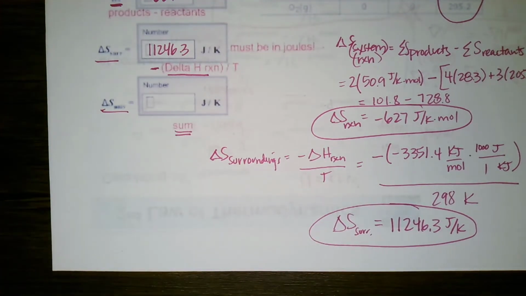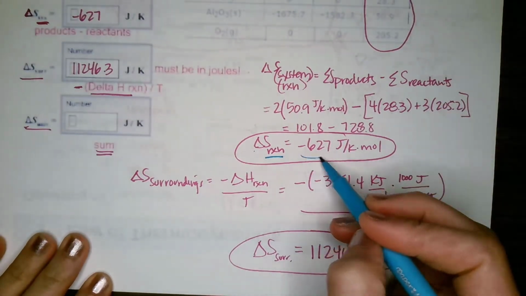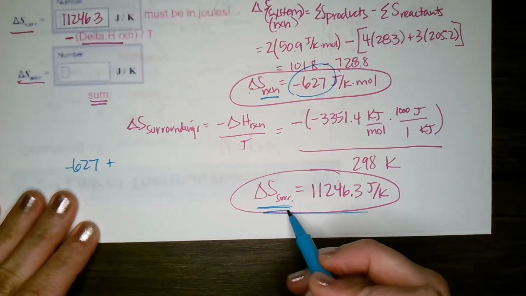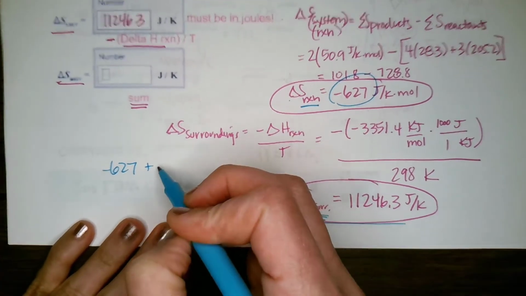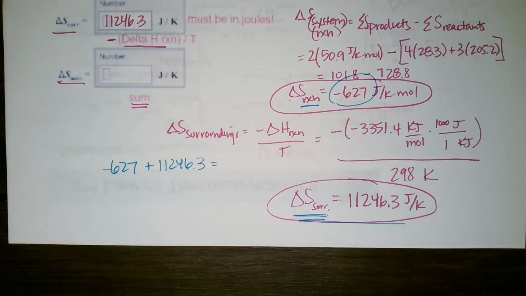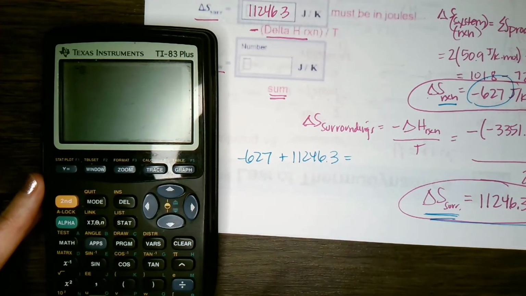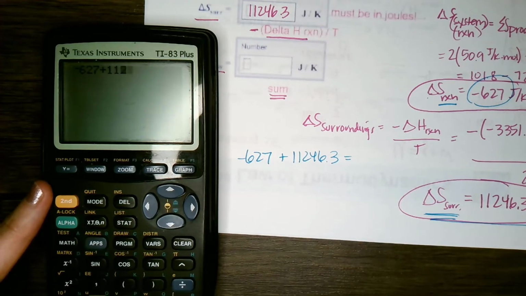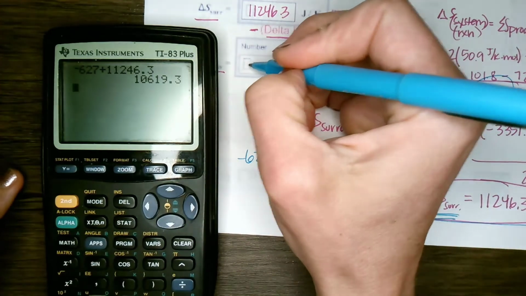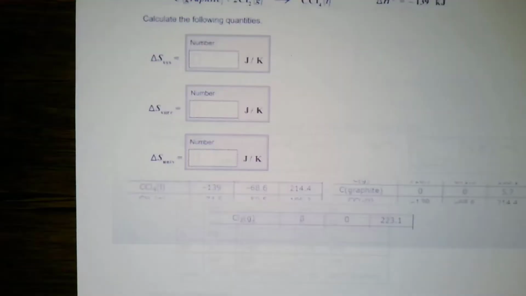So we're simply going to take our entropy of the reaction, which is our products minus our reactants, where we got negative 627. And we're going to add it to the entropy of the surroundings, 11246.3. And we get a total of, let's clear this up, negative 627 plus 11246.3. And we should get 10619.3 joules per Kelvin. Nice work.